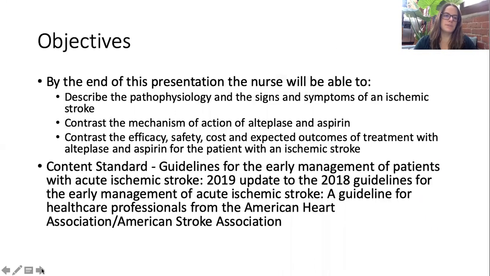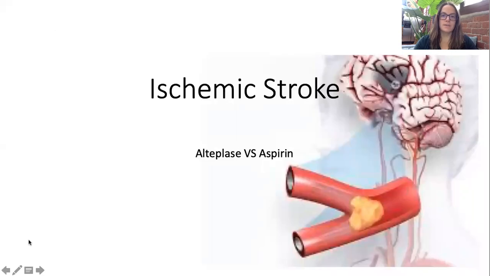Okay, today's presentation is going to be on ischemic stroke, and it's going to talk about the difference between alteplase and heparin for treatment of patients who have suffered from ischemic stroke.